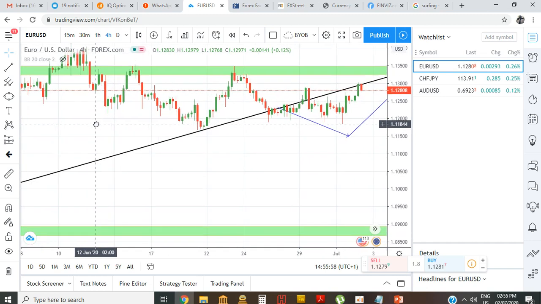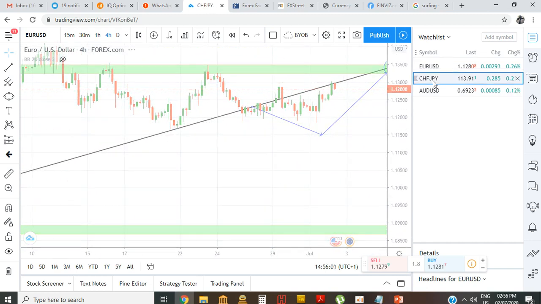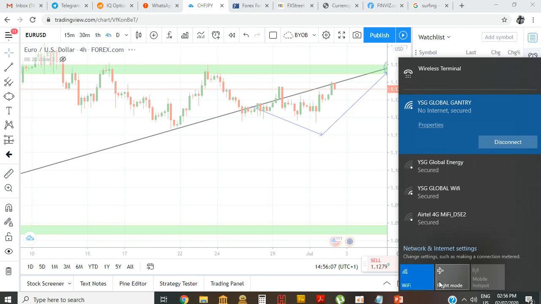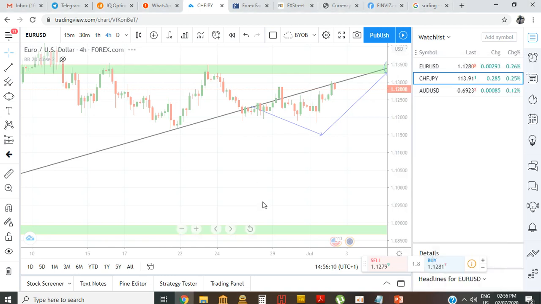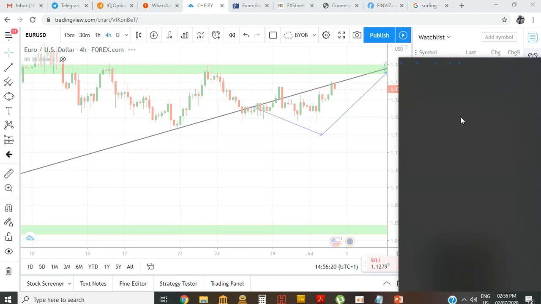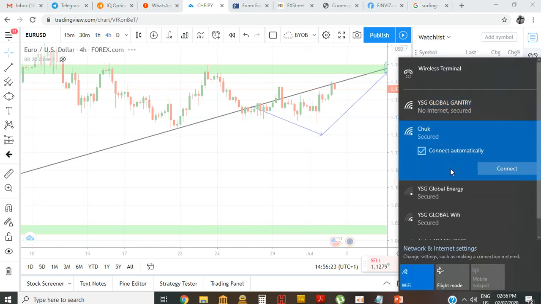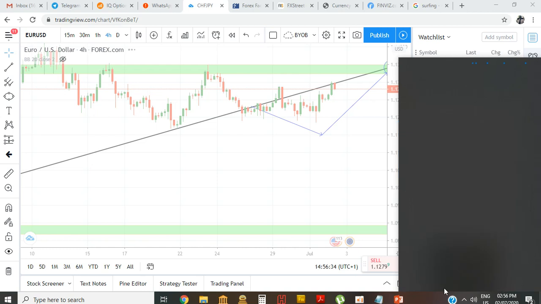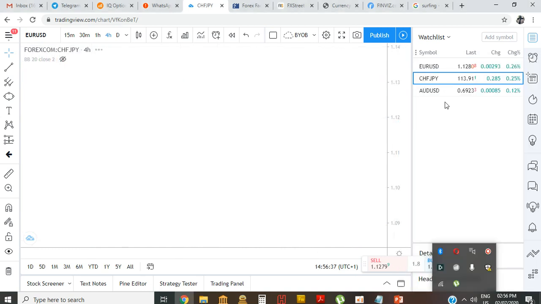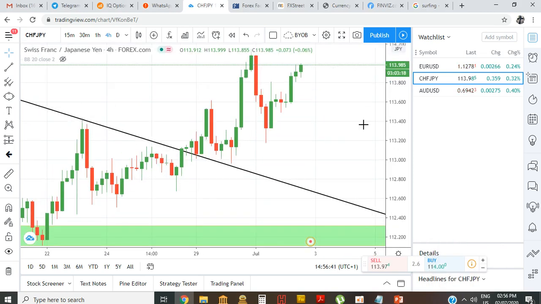Let me use a current market. I hope this thing is online. It's not online, so I think I will just connect it online so that we'll see live price movements. All right, so now let's use this as an example.